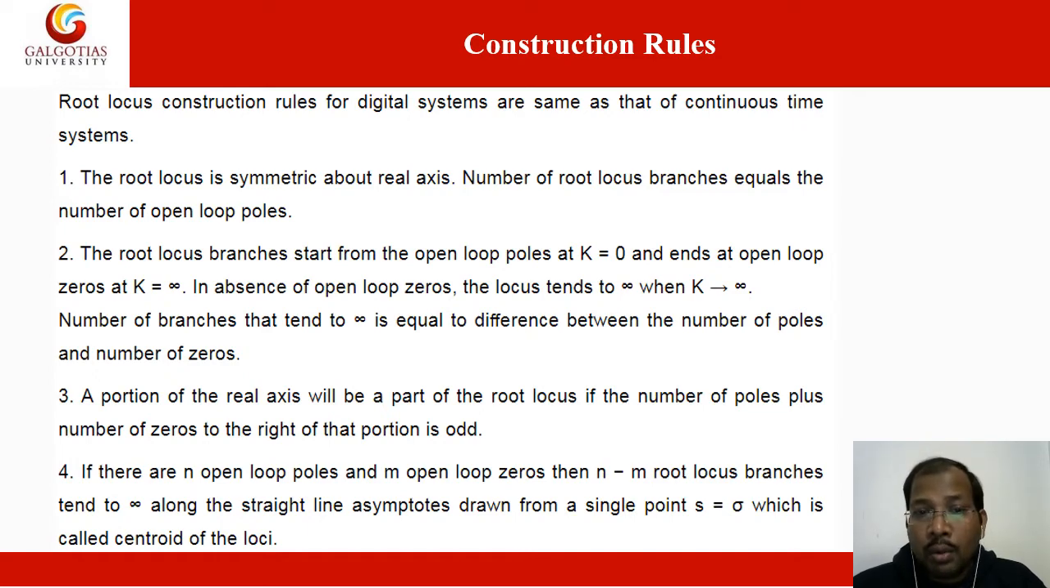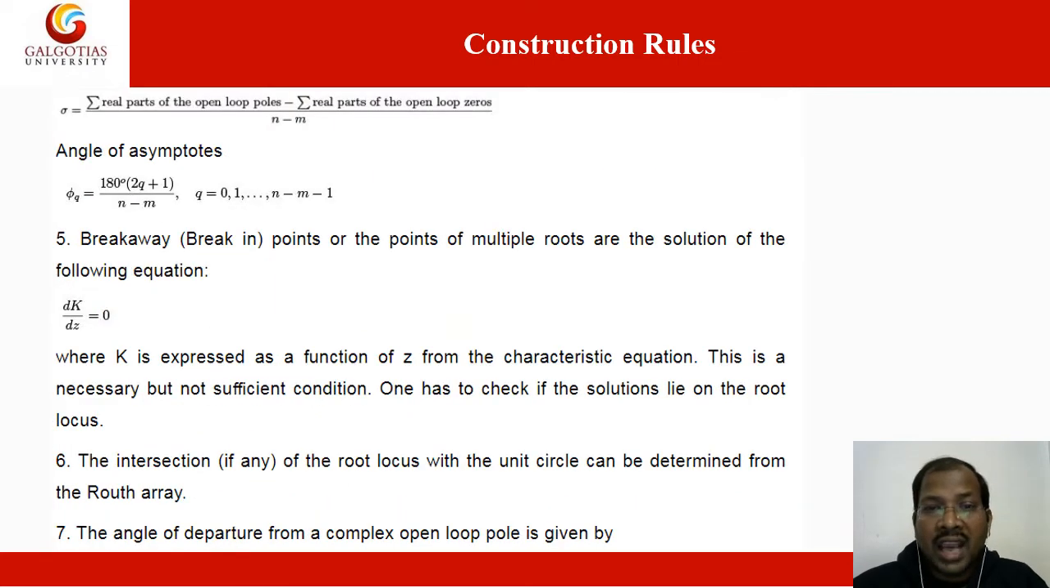If there are n open loop poles and m open loop zeros, then n minus m root locus branches tend to infinity along straight line asymptotes. So the number of poles minus the number of zeros gives the number of asymptotes. There is also the centroid. How do we calculate the centroid? The asymptotes intersect each other on the real axis at S equal to sigma, which is called the centroid of the loci. So this can be calculated.